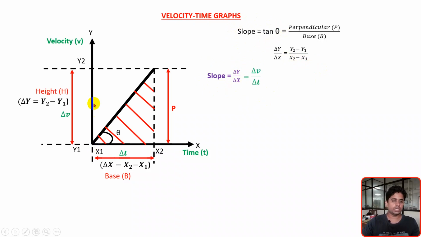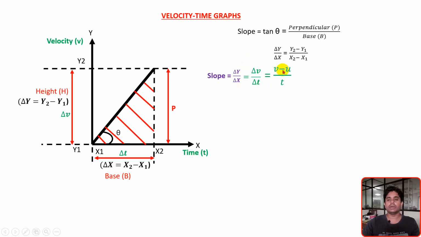Now if you see in this graph, delta y is nothing but delta v, because on the y-axis we have taken velocity. On the x-axis we have taken time, so delta x is nothing but delta t, that is the time interval or change in time, and delta y is nothing but delta v, that is change in velocity. So slope I can give as tan of theta, delta y by delta x, and delta v divided by delta t. But actually what is delta v?